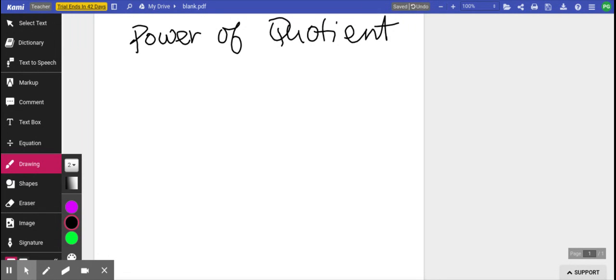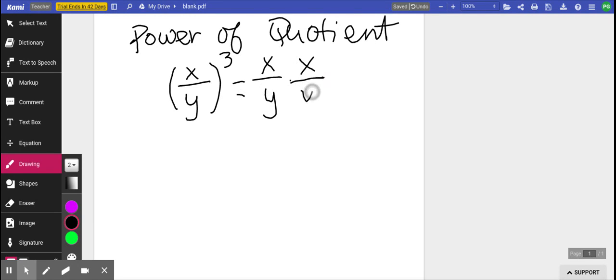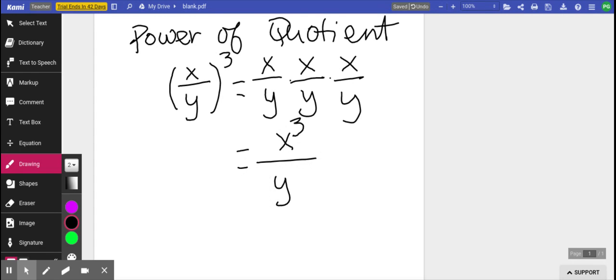If we have the power of a quotient, that means we have a division problem already, but it's being raised to a power. Again, that exponent of 3 tells us to take our base and multiply it by itself a certain number of times. So after expanding it, we would get x cubed over y cubed. So basically, the exponent is going to be given to each numerator and denominator.